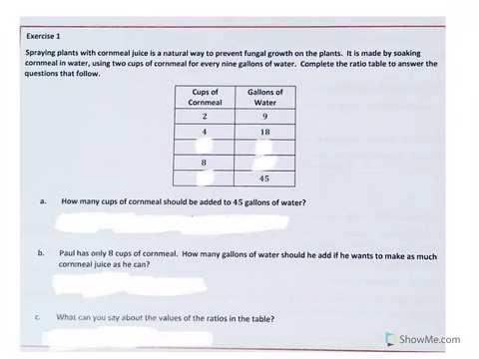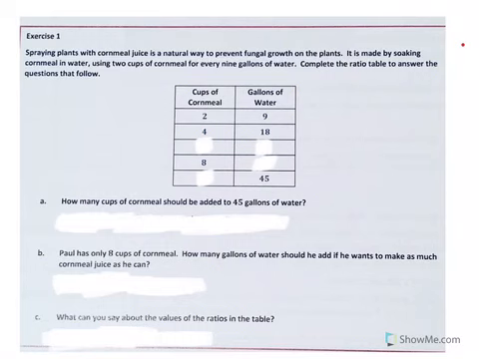All right, let's look at another exercise together. This is exercise 1 from Eureka Math, Module 1, Lesson 9. Spraying plants with cornmeal juice is a natural way to prevent fungal growth on the plants. It is made by soaking cornmeal in water, using 2 cups of cornmeal for every 9 gallons of water. Complete the ratio table to answer the questions below. This table was actually filled in, but I've whited it out and left some blanks, so hopefully we can figure these out.